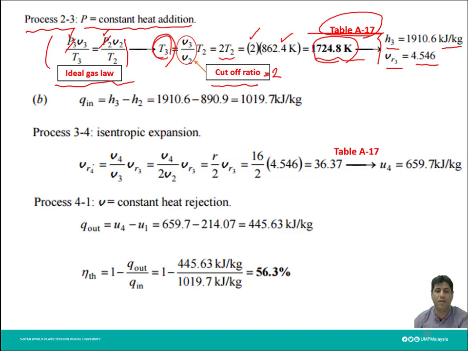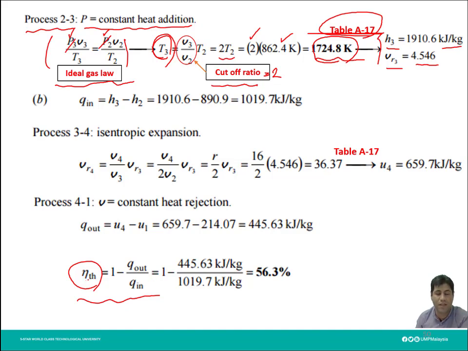Now in part B, we need to find the thermal efficiency of the cycle. How can we find that? The thermal efficiency which we need to calculate should be based on the change in the constant pressure specific heat with temperature. In other words, we cannot assume that the specific heat is constant, or we cannot use the cold air standard assumption.